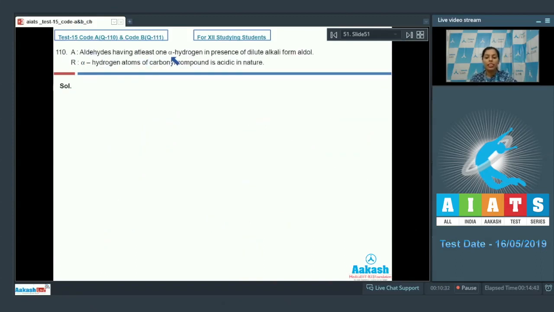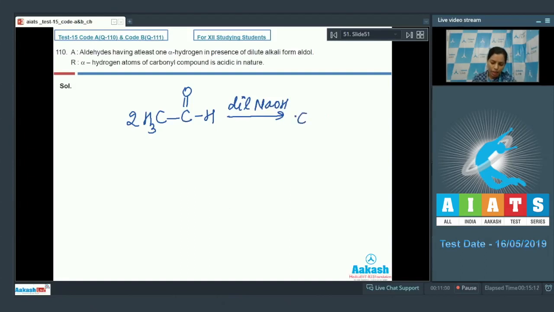Assertion: aldehydes having at least one alpha hydrogen in the presence of dilute alkali form aldol. Yes, it's a correct statement. Let me take here an aldehyde with alpha hydrogen. Now, if it dimerizes and if it reacts with dilute alkali, NaOH suppose I'm taking, then it forms an aldol, that is CH3CH(OH)CH2CHO. This would be formed. This is aldol.